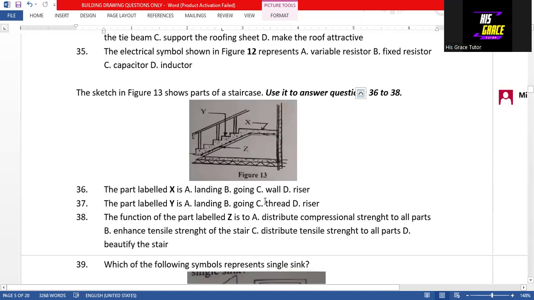That is option C, the answer to question 37. Question 38: the function of the part labeled Z is to enhance tensile strength of the stair. So the answer is option B to question 38.